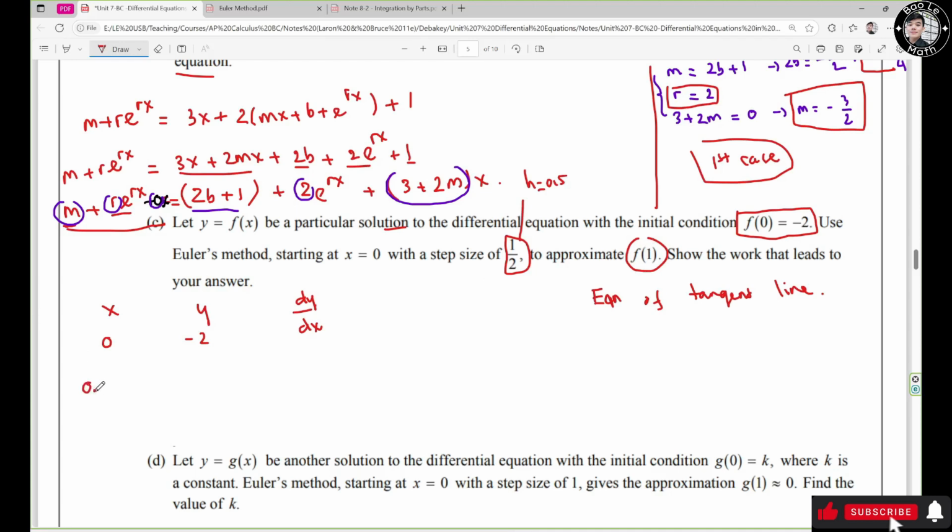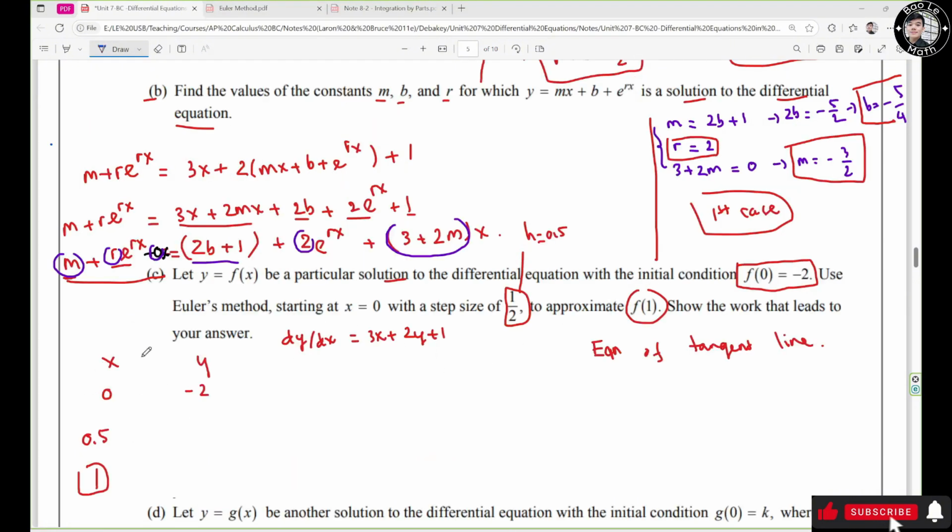So it could be 0.5 right here, because 0 adds 0.5 is going to be 0.5. 0.5 adds 0.5 is going to be 1. We stop right here, because we need to calculate this one right here. Alright, now I need to substitute 0 for s and negative 2 for y into this equation right here to solve for dy over ds.